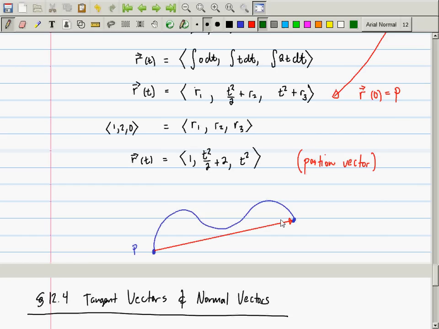Good. Okay. So this is the one that we wanted. We only wanted this one. It is what you get when you plug in 2. So the final answer would be r(2) is what? 1, and then 4 over 2 is 2, plus 2 is 4. Okay, that's better.